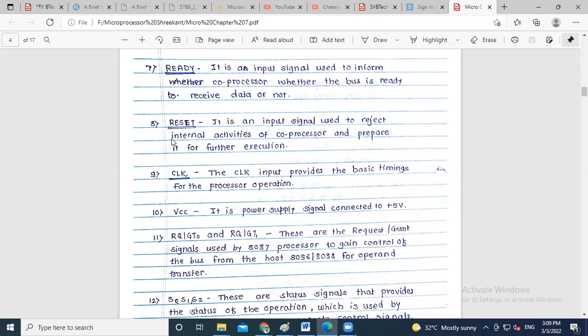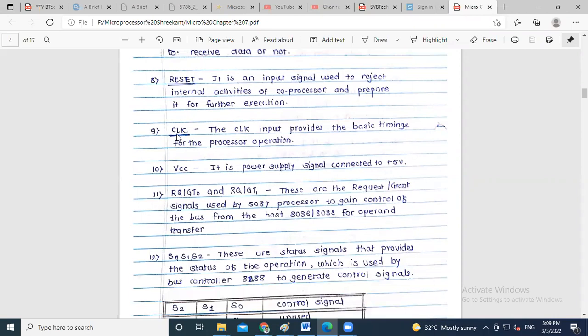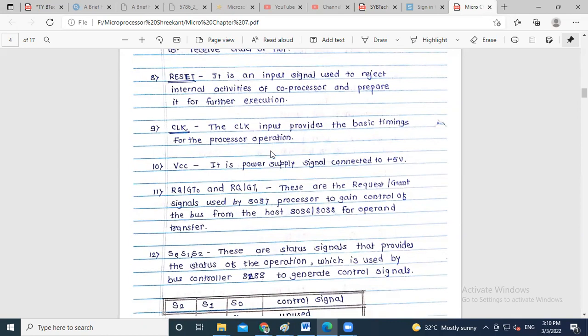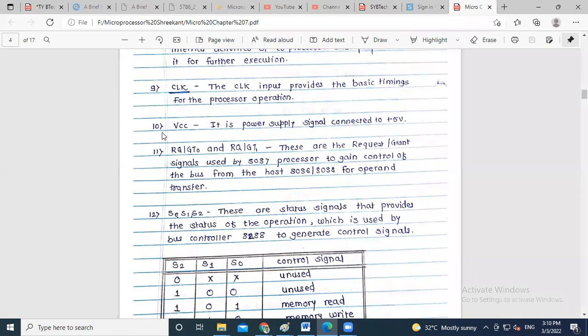Otherwise, you reset and transfer the data. So next one, clock. As I said, since the 8087 is a coprocessor, it is compulsory to use the clock generator. The clock generator input provides the basic timings for the processor to operate. So next one is the last pin, that is the 40th pin, VCC, which we have to connect.